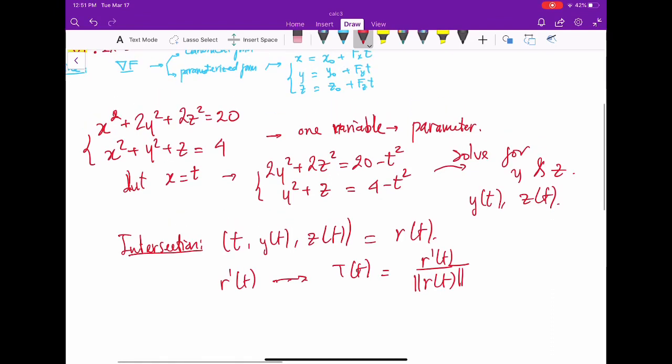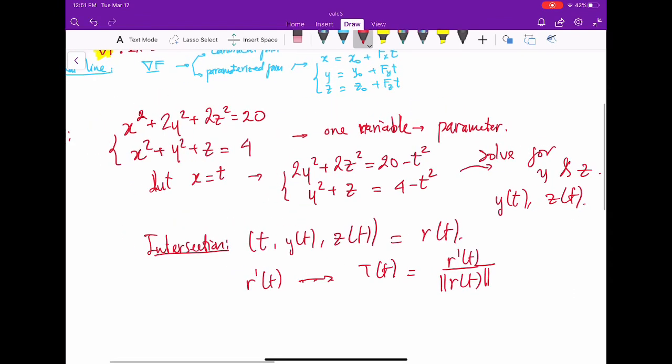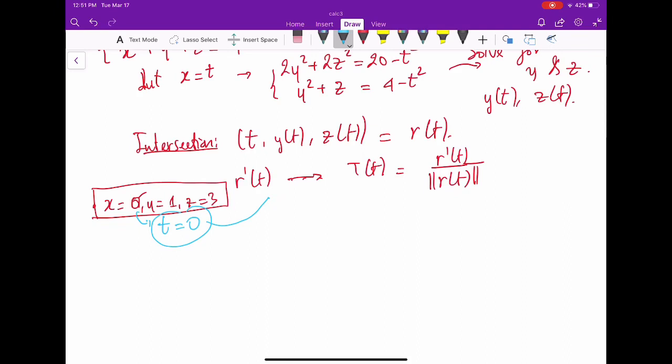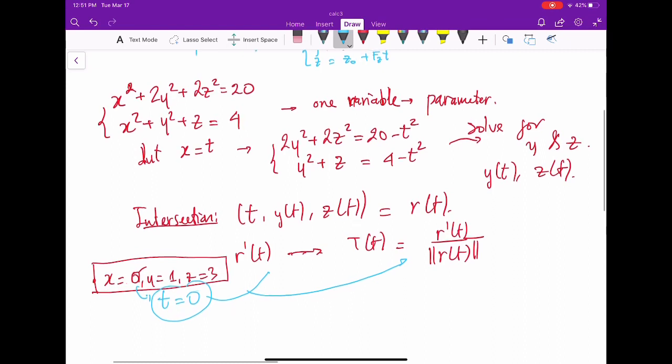And if they give you a point, for example, when x equal to 0, y equal to 1, and z equal to 3, that means t is equal to 0. So you plug t equal to 0 into T(t) to find the direction vector, and so on. You can find the equation of the tangent line to this curve. This is a very long way, right?